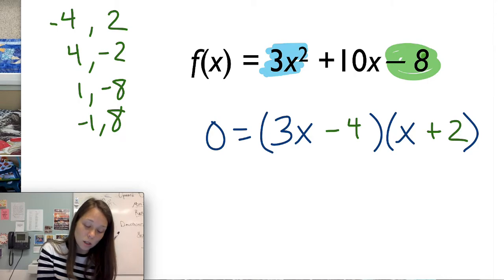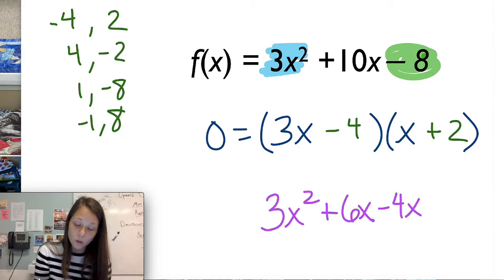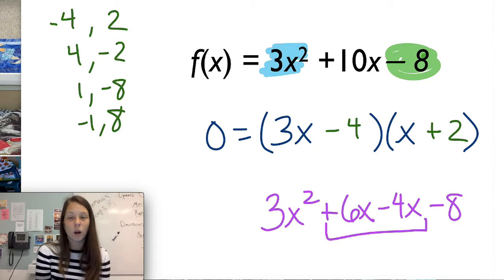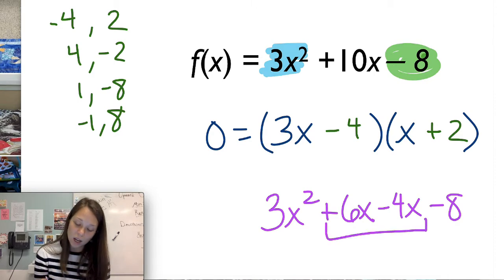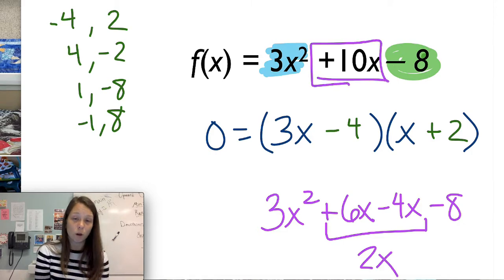So beginning to multiply things throughout, I get 3x squared. 3x times 2 is 6x. Negative 4 times x is minus 4x. And negative 4 times 2 is negative 8. Combining the middle terms, which is really where I'm concerned, I end up getting a positive 2x, which is not the 10x that I'm hoping for.